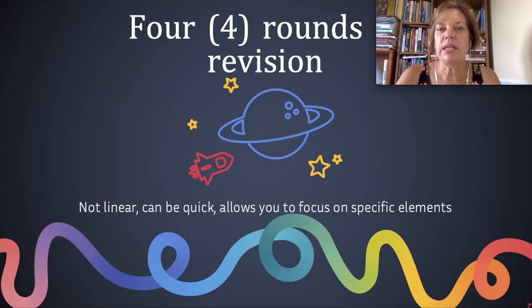Now I'm going to suggest 4 rounds of revision. These don't have to be long rounds of revision. They don't have to be revision rounds that you do at the end of a paper. You could work on a section and do this. But really what I'm suggesting is that when you revise, you focus on different elements.